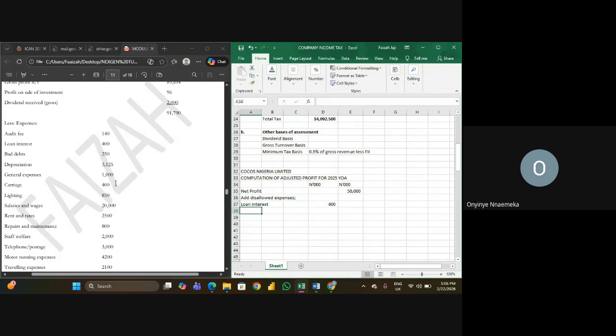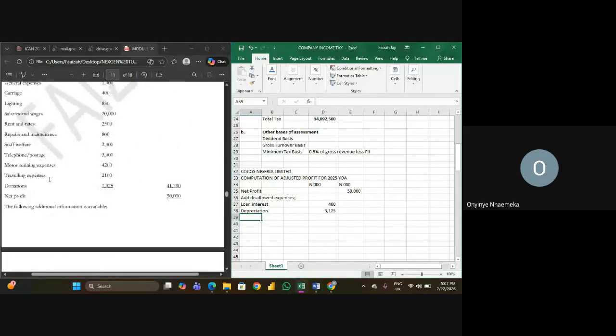400. Next one, bad debt. Is bad debt an allowable expenditure? No, that's for provision for doubtful debt. Bad debt is an allowable expenditure outrightly. When we have provisions for doubtful debt, that's when we will be talking about general or specific. So we have general expenses: carriage, lighting, salaries, rent, repairs, staff welfare, telephone, postage, motor running, traveling, donation.